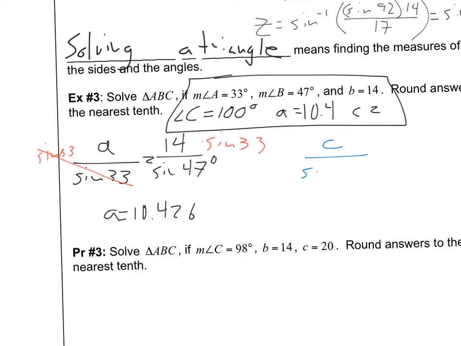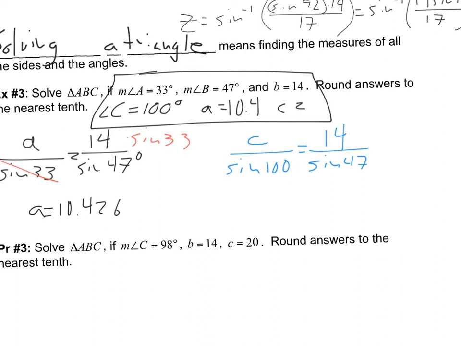C over sine. What's the angle across from C? It's 100 equals, same thing. I'm going to set it equal to 14 over the sine of 47. Just do a little bit of algebra. Multiply both sides by sine 100. These things cancel, and again, I'm ready for the calculator. So C equals 14 times the sine of 100 degrees divided by the sine of 47 degrees, and we get, rounded to the nearest tenth, 18.9.